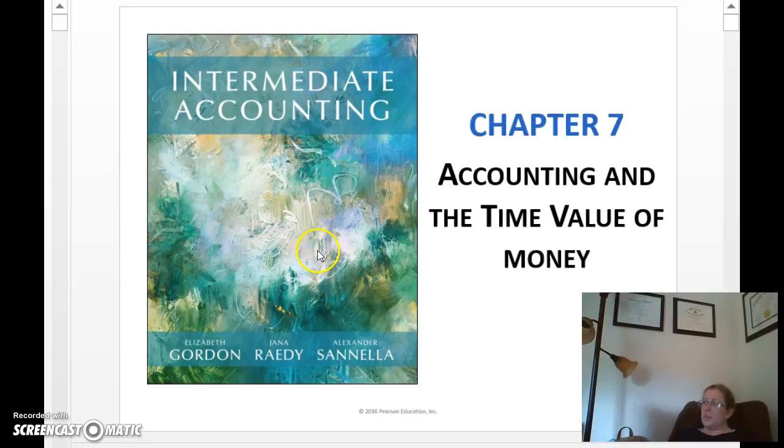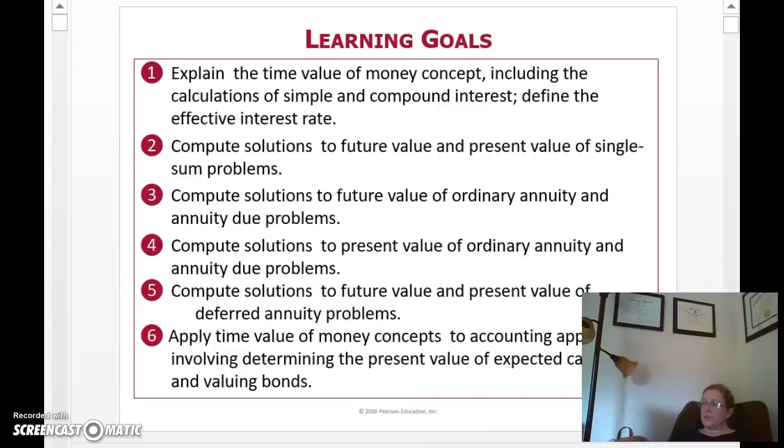Let's talk a little bit more about Chapter 7. So Chapter 7 introduces the time value of money and introduces several computations involving the time value of money. Learning Goal 1 addresses the basic concepts of the time value of money by explaining concepts of simple interest, compound interest, and effective interest rates. Learning Goal 2 walks the students through a series of single-sum problems, including future value and present value.